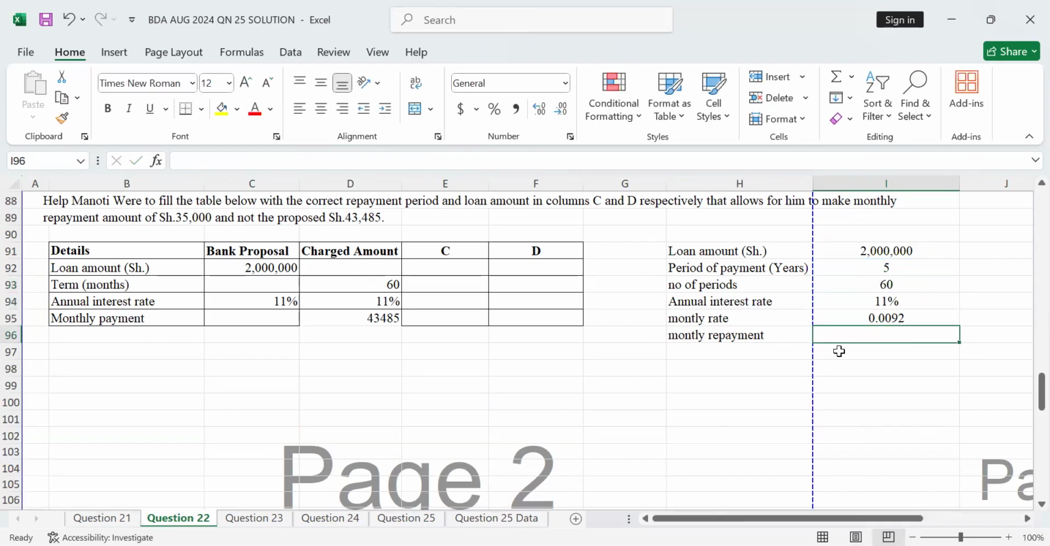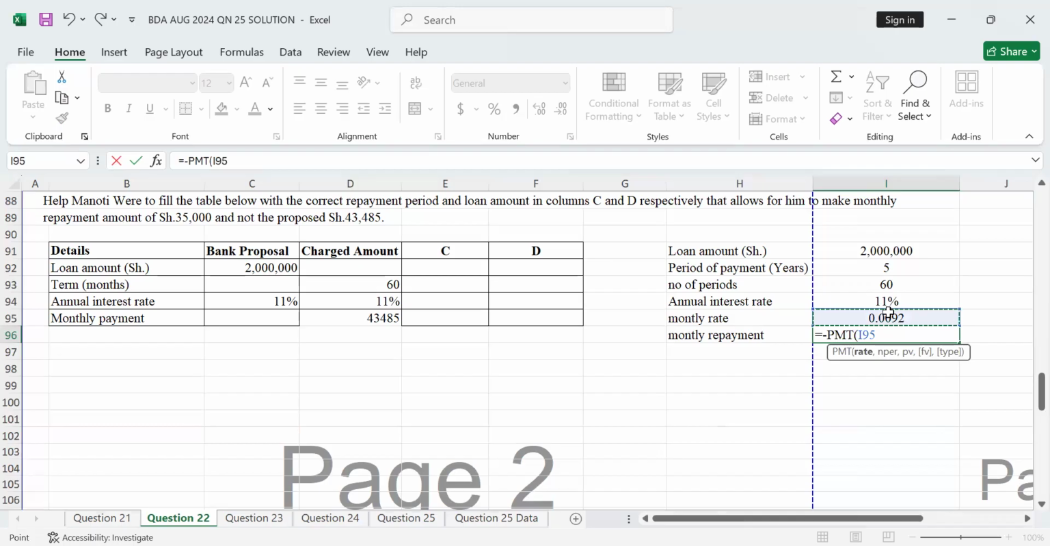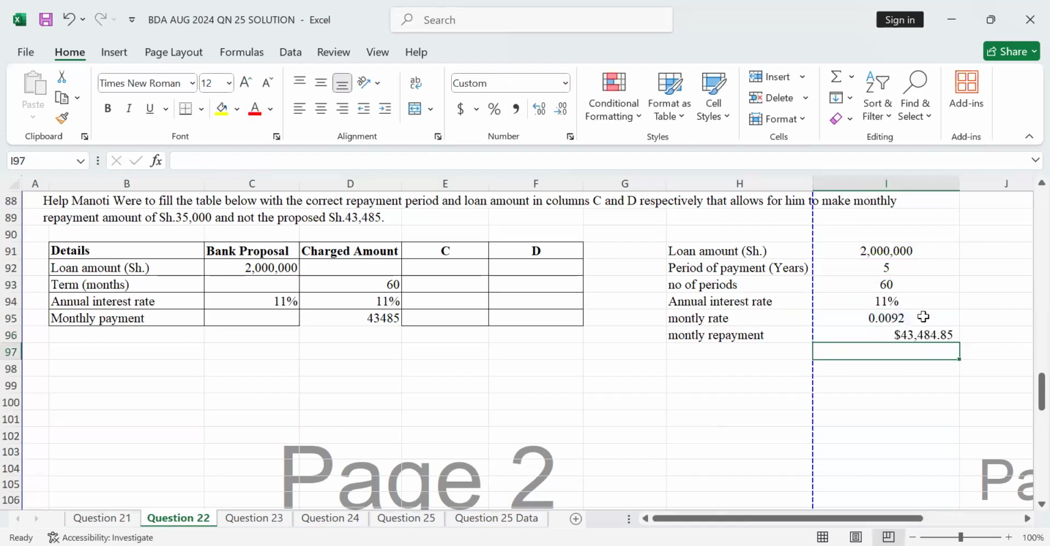Monthly repayment will be equals minus PMT. The rate here we have is the 1%, comma. The period is 60 days, comma. And then you can have the amount that way. This one has to be a formula. That is why they're talking about the same. So this should be general. So I just come here, I click on number that way.